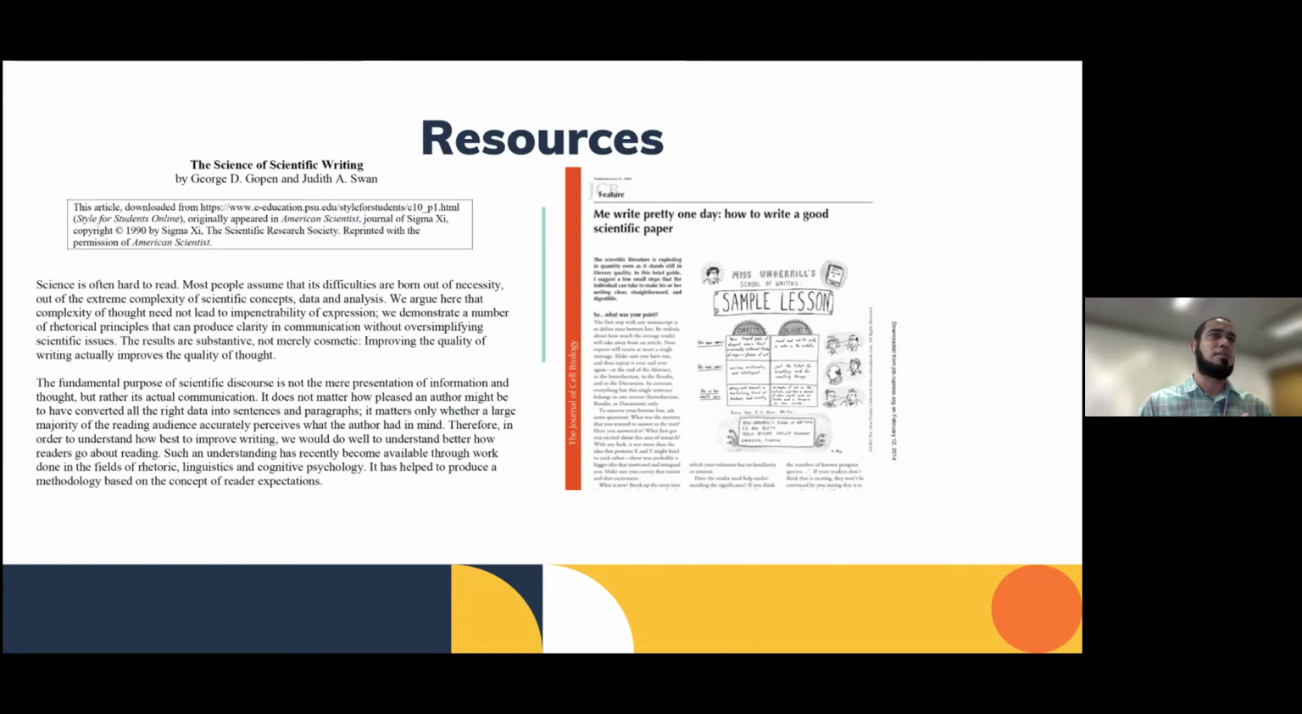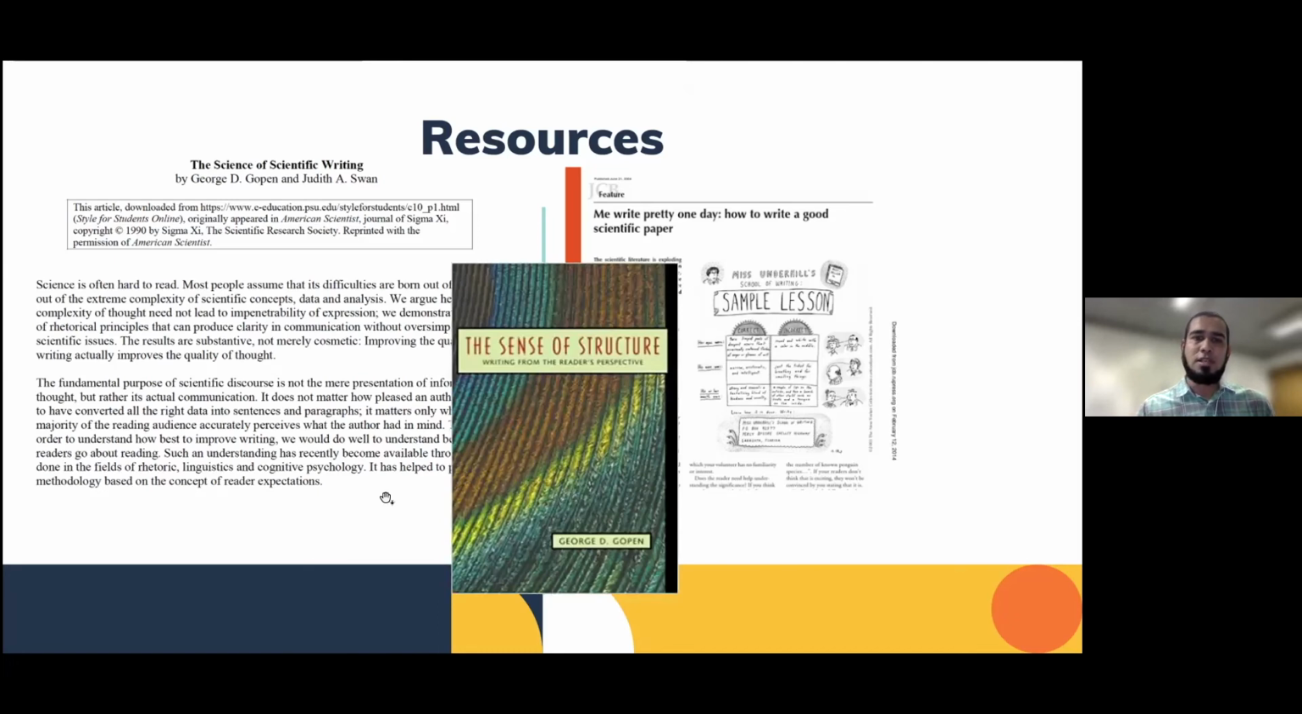And then this article, Me Write Pretty One Day, helps me think about the different sections. Sometimes I'm confused about certain information: where should this go? At times I like to read these couple of pages of the article, which talks about what should be contained in each section. It helps me clarify those thoughts. If you want to go deeper, there is this book, The Sense of Structure, from George Gopen, who was really the person behind the reader-centered approach to scientific writing. That's what you could read.